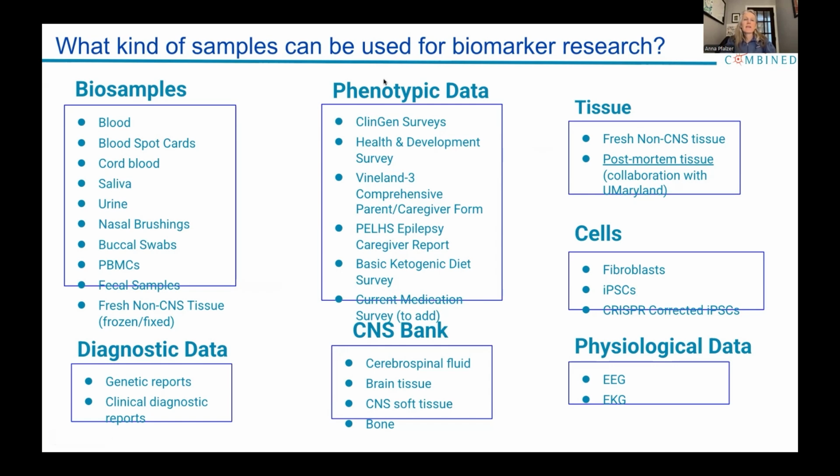And one really important thing, I'm not going to go into all of these, but one really important thing to remember is that when we're looking at biological samples, it's really important to have what I'm calling phenotypic data to better interpret any results that you have from your biological samples. So it's important to have indicators of disease severity. It's important to know if the child has epilepsy or not.